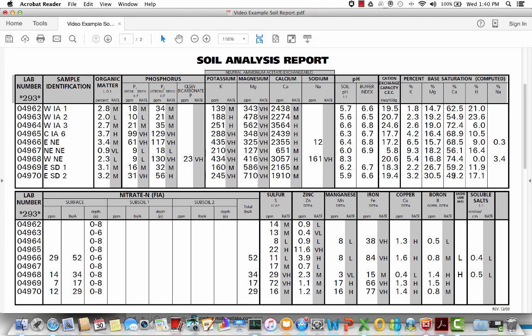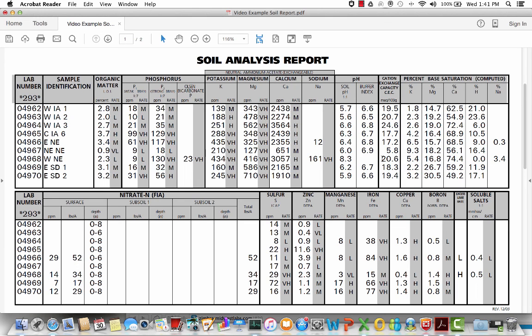And then on the sodium side, we've only got 2 soils where we've looked at sodium. This 12 parts per million and 0.3 base saturation is pretty much something that's not an issue. This 3.4% base saturation, for the most part, any sodium is not what we want to be seeing. So as we see percentages move above 1%, it's something we should at least be paying attention to.